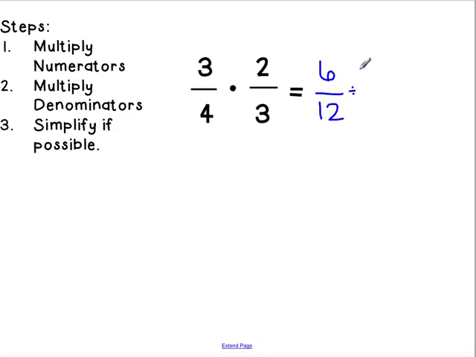These are both divisible by 2, 3 and 6, and we want to go with the highest number that they're both divisible by in order to get our most simplified answer. And we're going to go with 6. So 6 divided by 6 is 1, and 12 divided by 6 is 2. My final answer is 1/2.